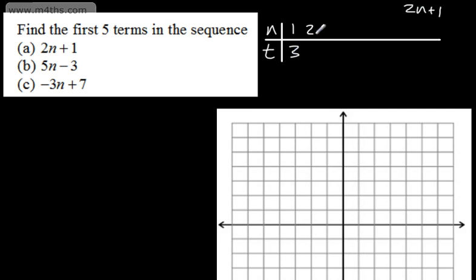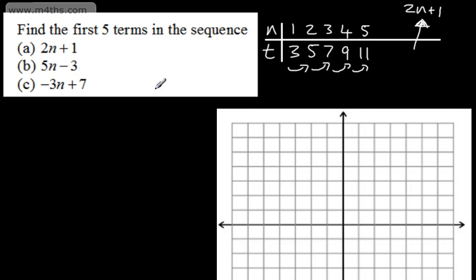When n is equal to 2, we're going to have 2 lots of 2 plus 1, which is going to give me 5. If I take n to be 3, 2 lots of 3 is going to be 6, plus the 1, that's going to give me 7. If I take now 4, 2 lots of 4 plus 1 is going to give me 9. And then finally, when n is 5, 2 lots of 5, plus 1, gives me 11. We can see now that this is increasing by 2 each time. That is the number in front of the n. It's positive 2, so it's going to increase each time.